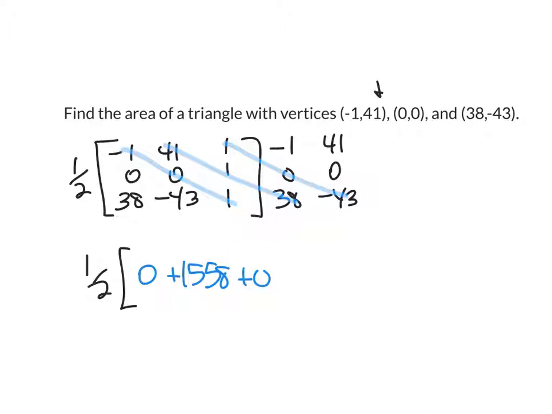Then I'm going to go the other way. Let me change colors. I'm going to go this way, this way, this way, and do the same thing, except I'm subtracting, remember, so I get a -0, -43, and a -0.